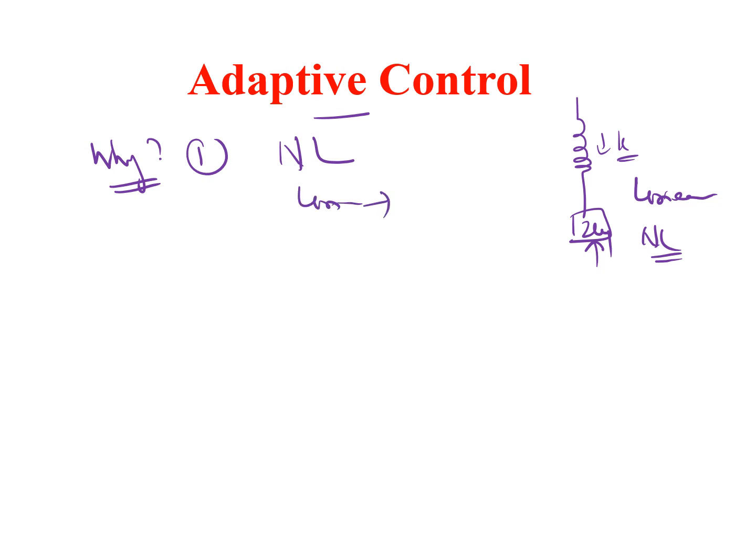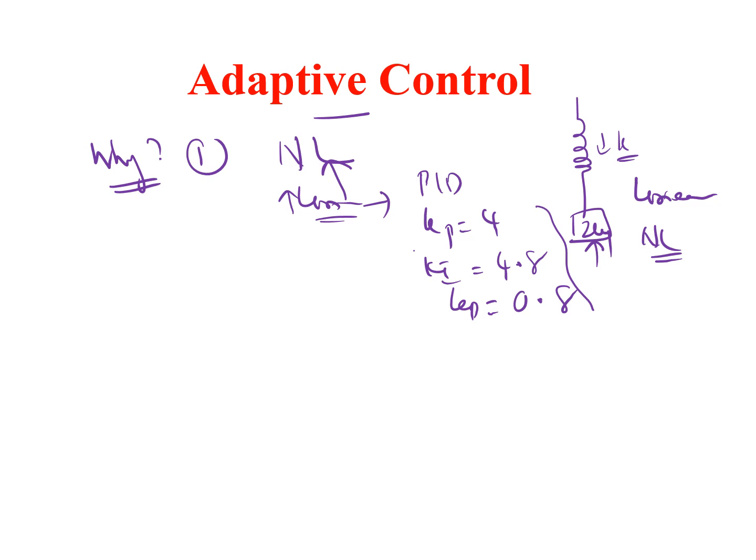For example, for a linear controller, suppose you take a PID controller, so KP you have taken as 4, KI is 4.8, and KD is 0.8. This is how you have checked it and tuned it, and this is applicable for linear parameters. But for example, if the process characteristics change, which makes the system non-linear, then these controller values are of no use. So in that case, we have to give a mechanism that will adapt for these changes.